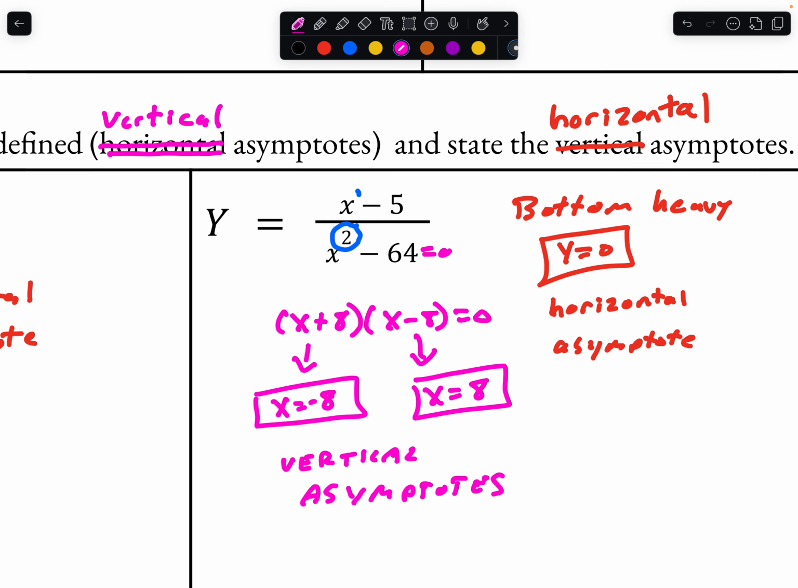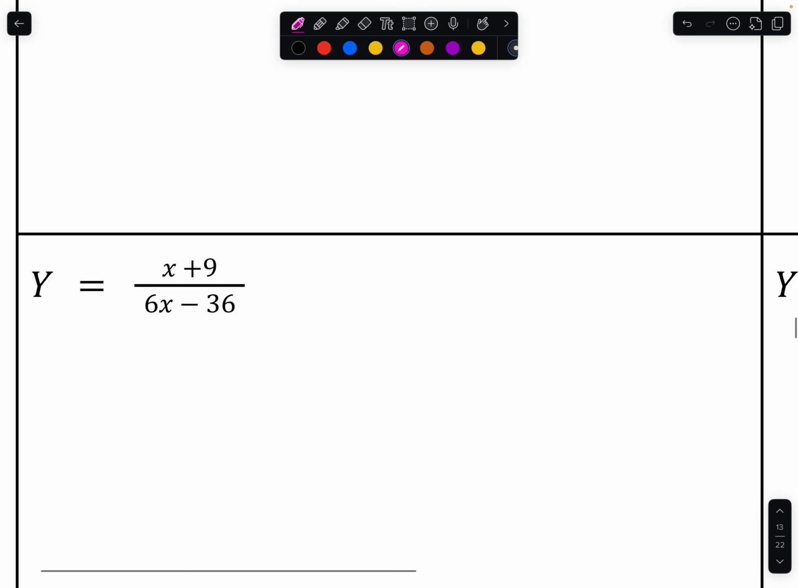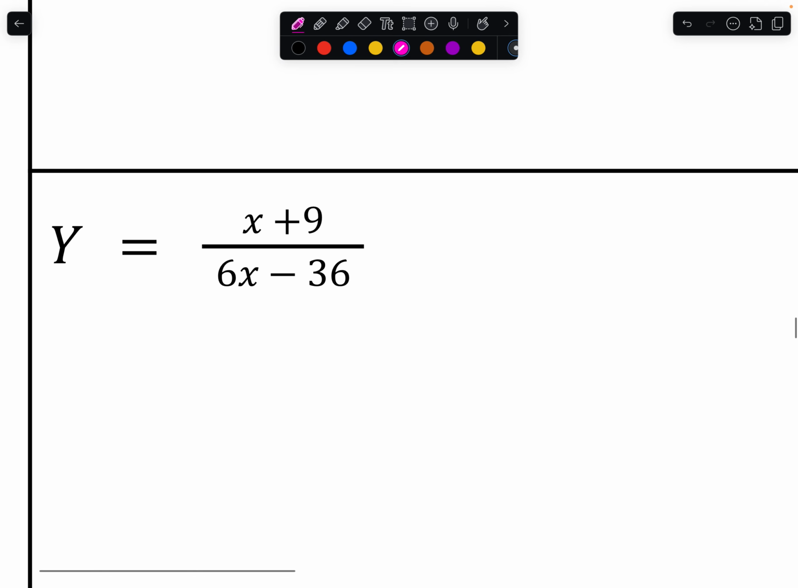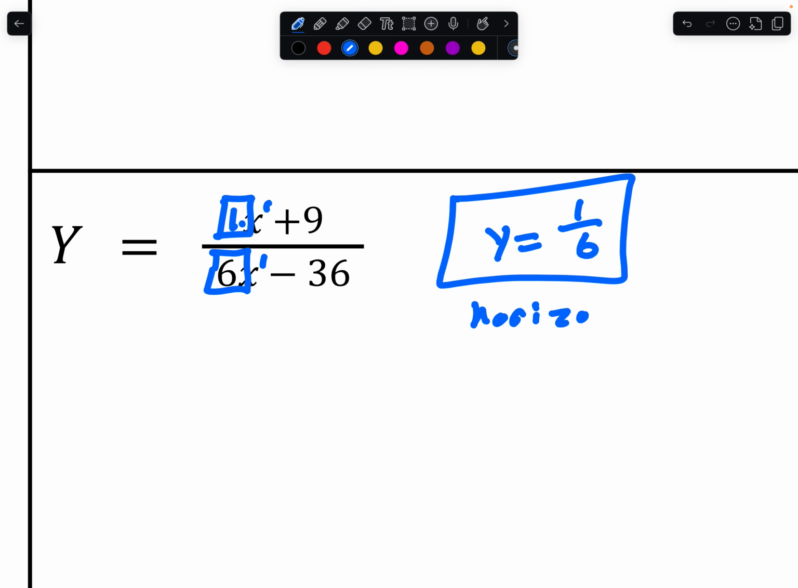Okay, moving on to this third example right here, you can see that both of these are linear over linear. So if they are the same power, if the degree of the numerator is equal to the degree of the denominator, you're going to get an asymptote at the ratio of the coefficients of the leading terms. That's where it's important that we learn the leading terms, right? So here we are going to get a horizontal asymptote at the line y equals 1/6, all right? Horizontal asymptote.